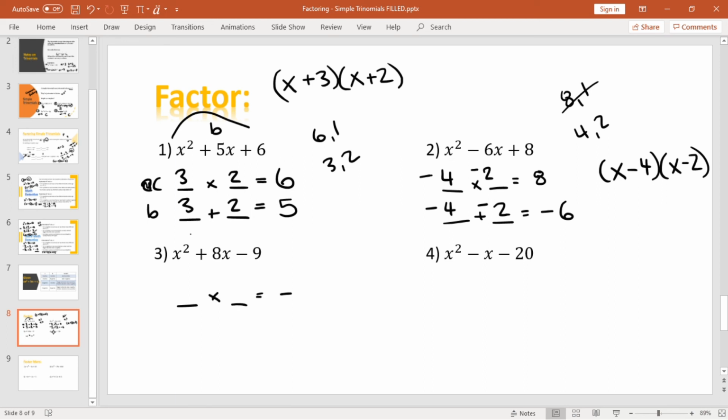I need to multiply to negative 9. And because c is negative, the two things that are going to multiply to negative 9 must be 8 apart. How do I make 9? 3 times 3. Oh, that's 0 apart. That's no good. And 9 times 1, which happens to be 8 apart. So those are the correct factors.